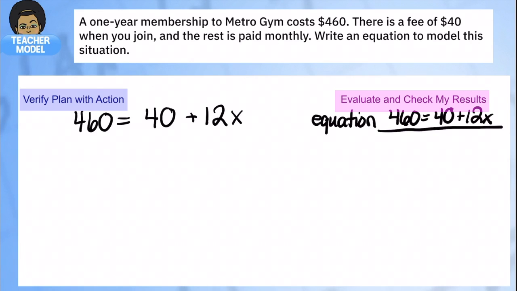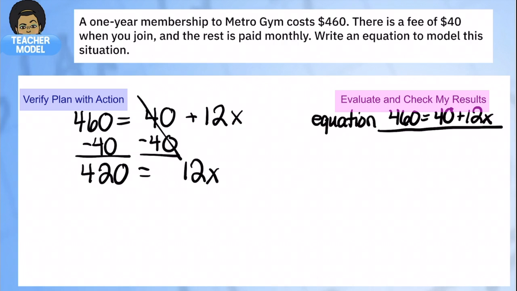Okay, let's go into the rest of the problem now and let's try to figure out what that x stands for. We're going to start by dealing with this constant number. We're going to turn it into a zero pair. So instead of positive 40, we're going to subtract 40. And we're going to be symmetrical on both sides of the equation and do it to the other side as well. So 420 is equal to 12x. Now to isolate the x, instead of multiplying by 12, we're going to do the inverse and divide by 12. That'll give us x on one side.